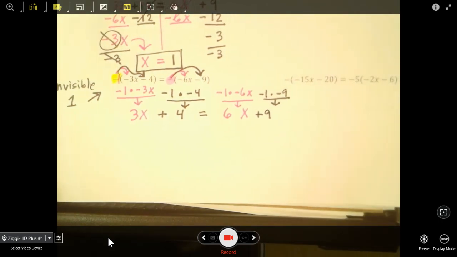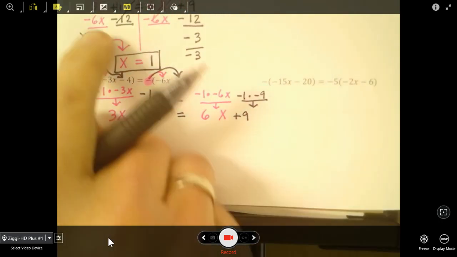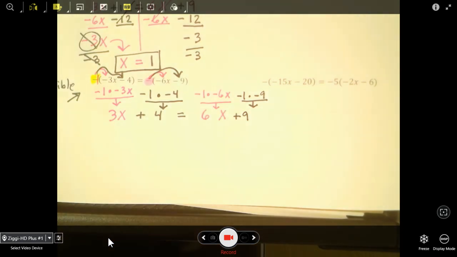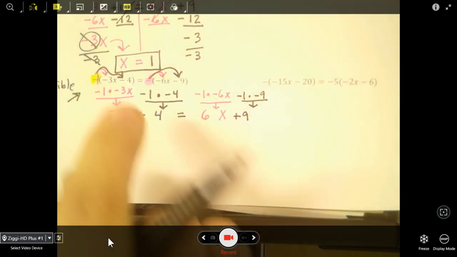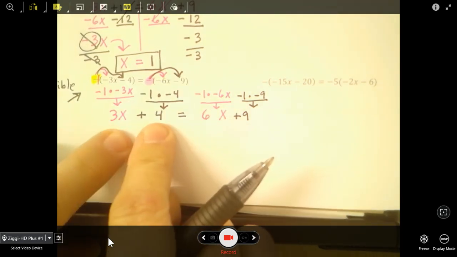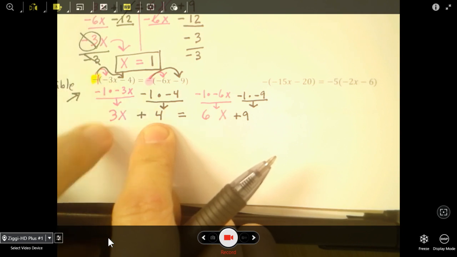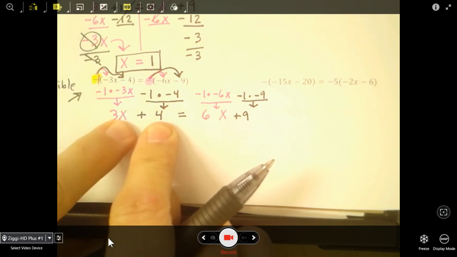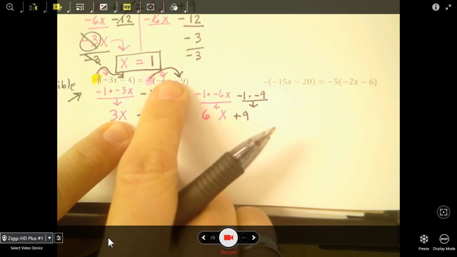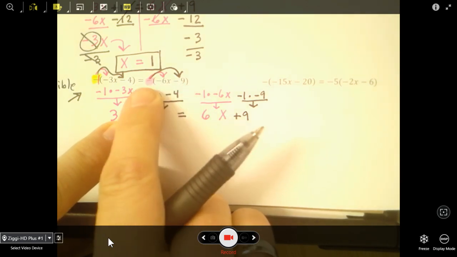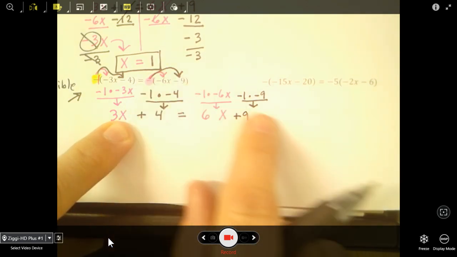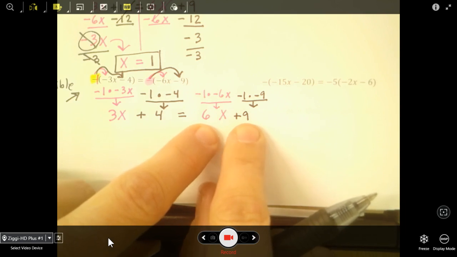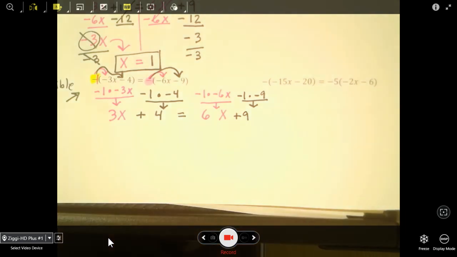Okay, so now we're ready to solve this, right? We took care of our invisible 1. We distributed that negative sign to both terms on the inside. Notice it did change it, right? In other words, this one was negative 3x minus 4, and it changed it to positive 3x plus 4. This one was negative 6x minus 9, but when we distribute that negative sign to both terms, it becomes positive 6x plus 9. Now we're ready to solve this.